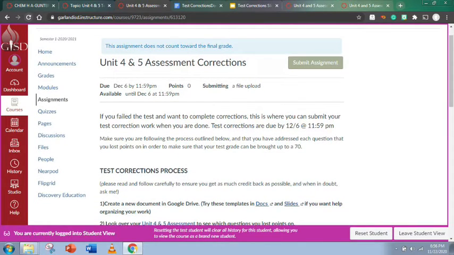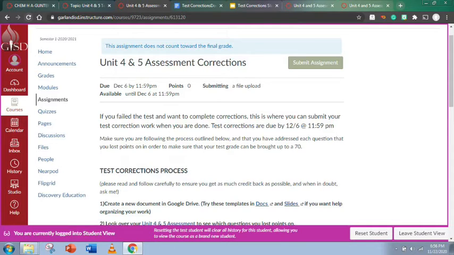But the most important thing to keep in mind about your test corrections is that they are due on December 6th. That's a Sunday by midnight. That's right before our exemptions get determined. So make sure that you get this in and done so that you can make sure you're where you want to be.